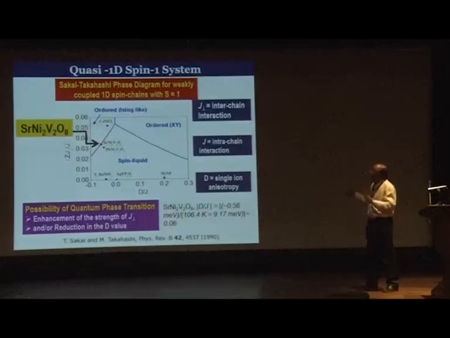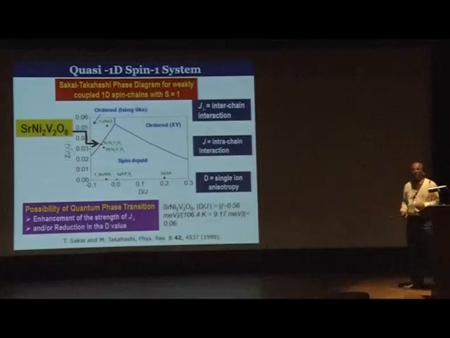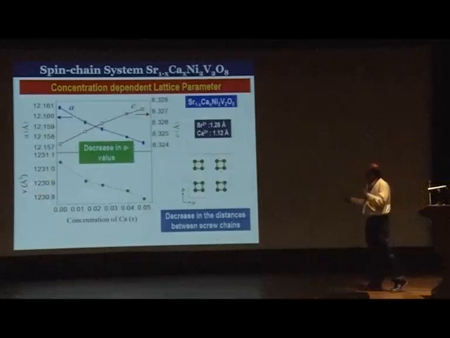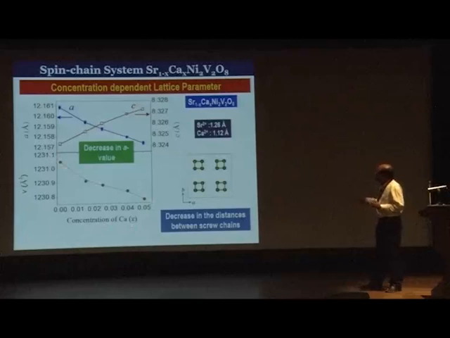By replacing the Sr2+ with a relatively smaller ionic size, can we bring the chains closer? Can we take this system from this side of the phase diagram, the spin liquid side, to the other side? And you will see indeed we are successful in this regard, and here is the result. As far as the lattice and unit cell volume are concerned, with the calcium substitution we do see that the volume decreases because of this smaller ionic size.